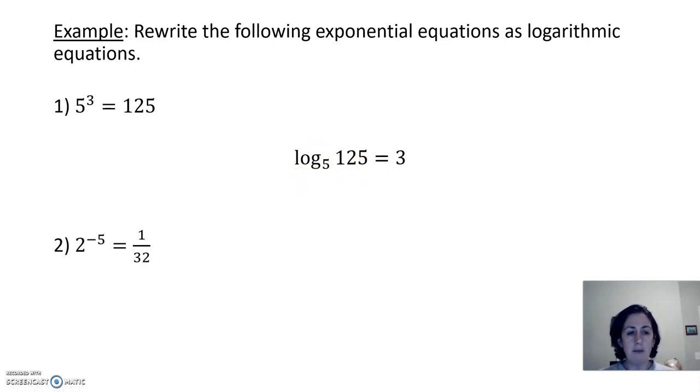2 to the negative 5 equals 1 over 32. So remember, the base of your logarithm is going to be the base of the exponential function. The logarithm will be equal to the exponent, and you will take the log base 2 of the result of the exponential expression. So that would say log base 2 of 1 over 32 equals negative 5.